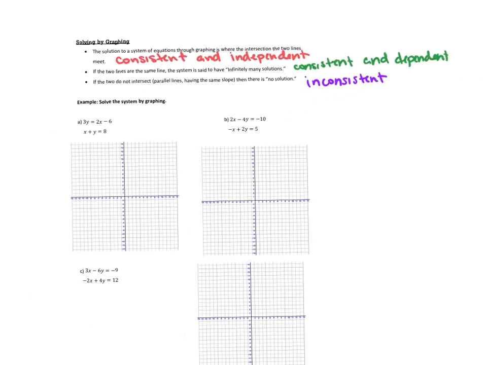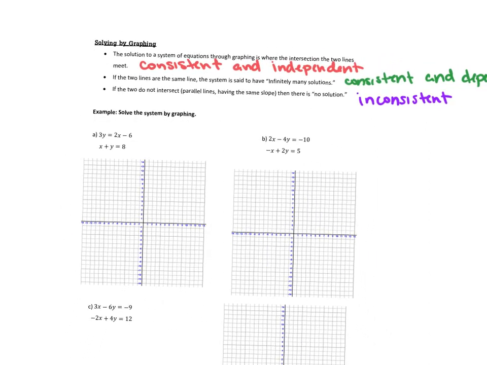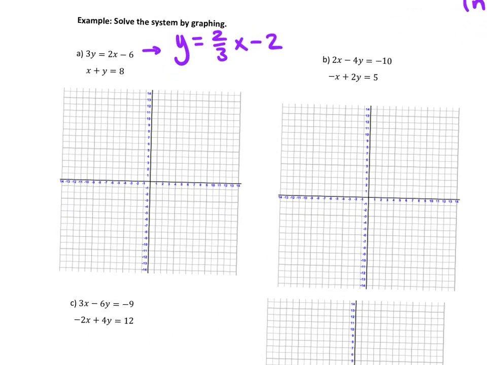So when we do this, let's go ahead and graph this first equation. In order to graph, we need to get into y equals form. So the first equation, 3y equals 2x minus 6. If I divide everything by 3, I get y equals 2/3 x minus 2. Plotting that line, my intercept is negative 2. My slope says go up 2 over 3, up 2 over 3.